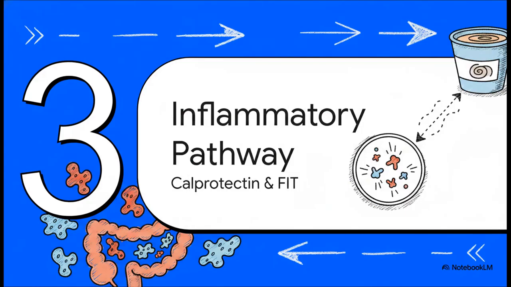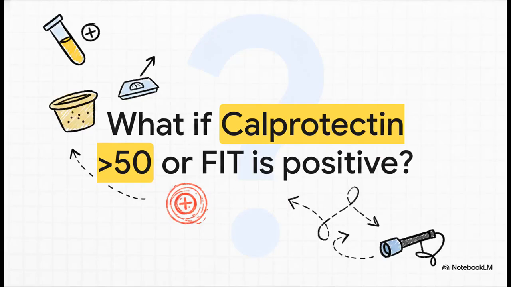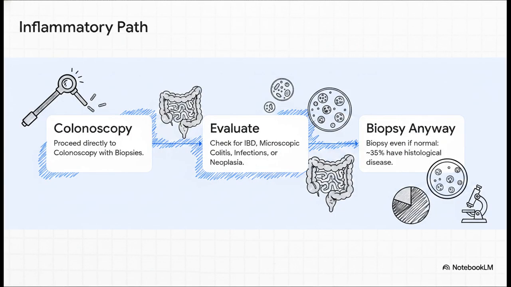Okay, let's see how this builds into Section 3, tracing the inflammatory pathway, which is entirely based on what those first-line stool tests reveal. Picture this. Your patient's lab results come back. The fecal calprotectin is elevated above 50 micrograms per gram, or the FIT test is positive for occult blood. What is your immediate next clinical move? The answer is you've officially entered the inflammatory protocol. Step 1, proceed directly to a colonoscopy with biopsies.